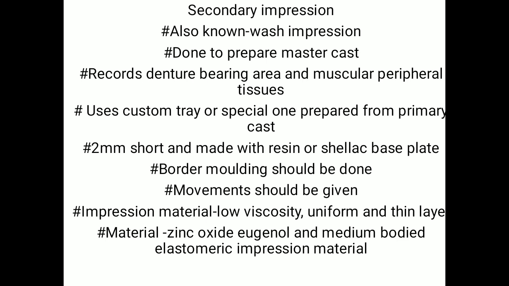The next one is secondary impression. It is also known as wash impression. It is for preparing the master cast. It records mainly the denture bearing areas and peripheral seal areas. A custom tray or special tray can be involved here. 2 mm short, border molding is involved, movement should be given, and the impression material should be of low viscosity so that they form a uniform and thin layer. Materials used are zinc oxide eugenol and medium body elastomeric impression material.